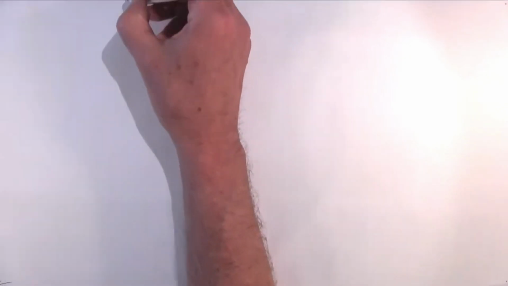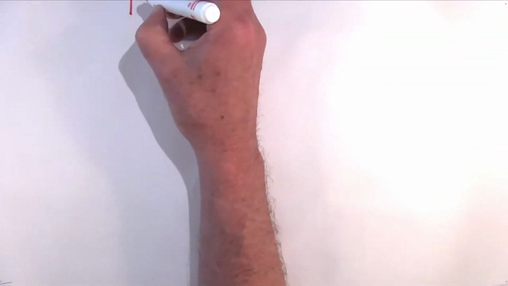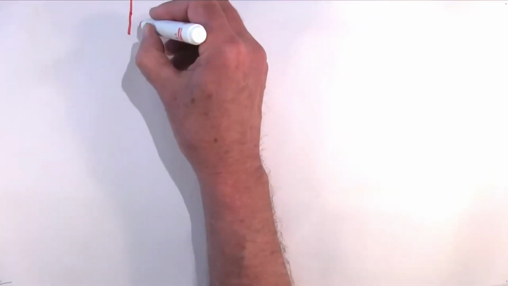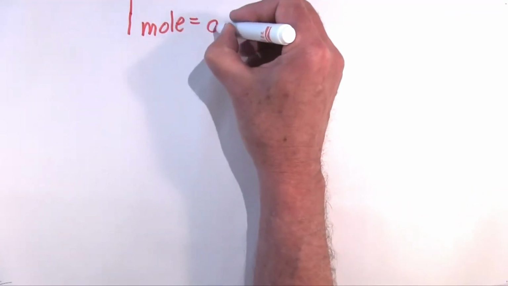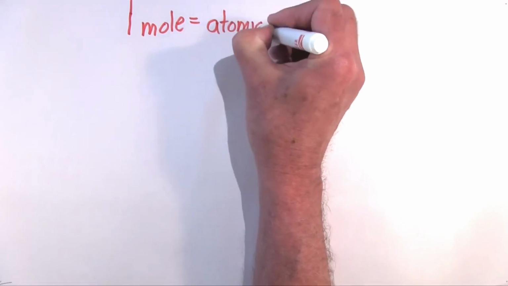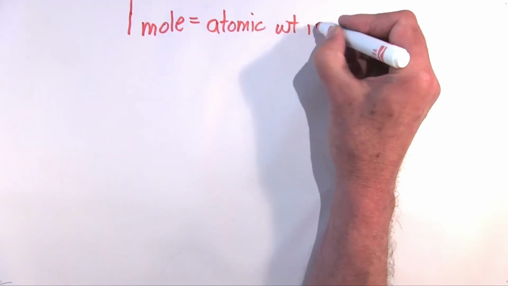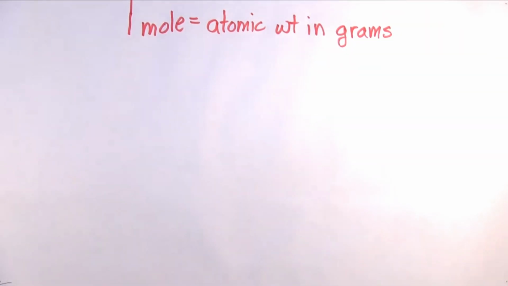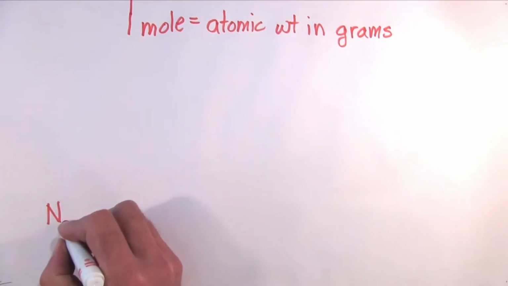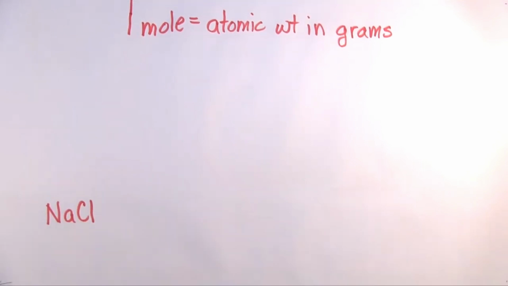So where does that take us? Well, chemistry isn't just about studying atoms. It's about studying compounds also. So anyways, let's go back one step. We've got one mole is equal to the atomic weight in grams. But once again, chemists aren't just studying elements all the time. They study compounds. Compounds like sodium chloride, good old table salt.